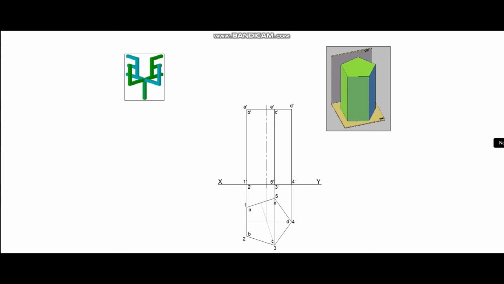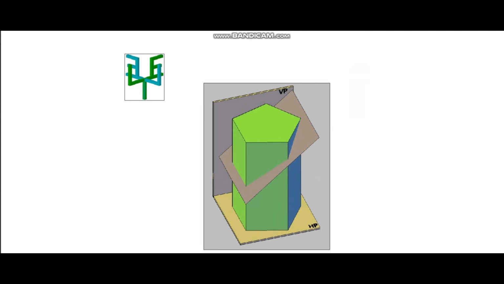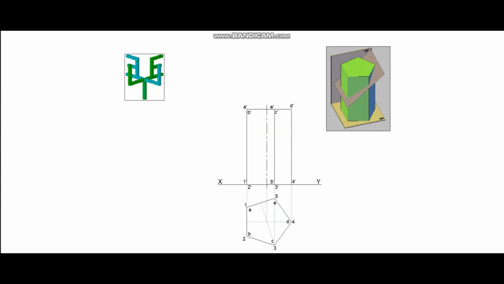The sectional plane is perpendicular to VP, so the plane can be seen as a line in the elevation. It is a 40 degree line inclined to HP. At the same time, it is passing through the top base corner also.